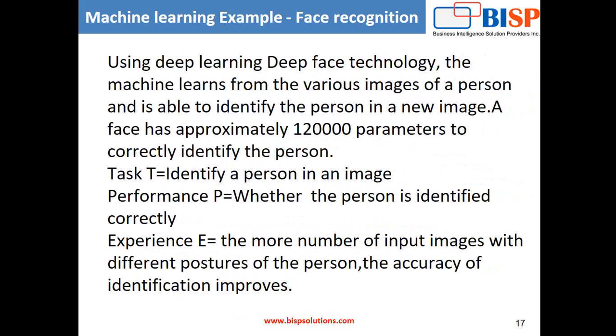In Facebook, we have seen faces being identified. How? A face is a very difficult thing to identify because it has roughly 120,000 parameters to recognize. What is task T? To identify a person in an image. Performance is whether the person is identified correctly. The more inputs about a face, the more accurate it gets. A DeepFace technology is used today by Facebook to identify a person. Why I'm giving this example is to relate it to the machine learning problems we have been trying to solve.